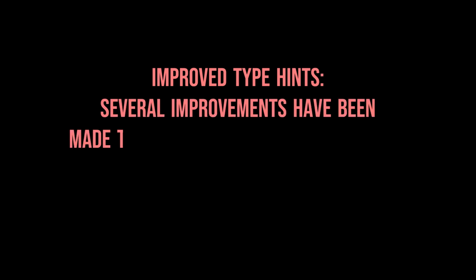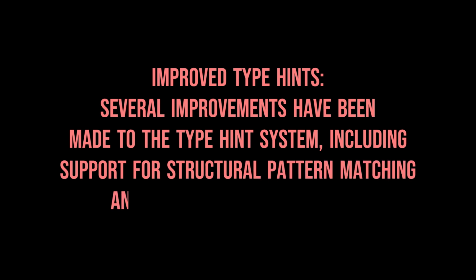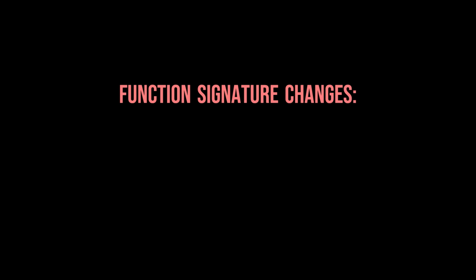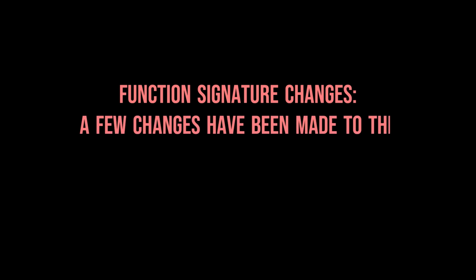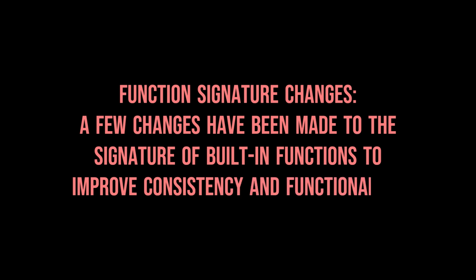Improved type hints. Several improvements have been made to the type hint system, including support for structural pattern matching and improved error messages. Function signature changes. A few changes have been made to the signature of built-in functions to improve consistency and functionality.